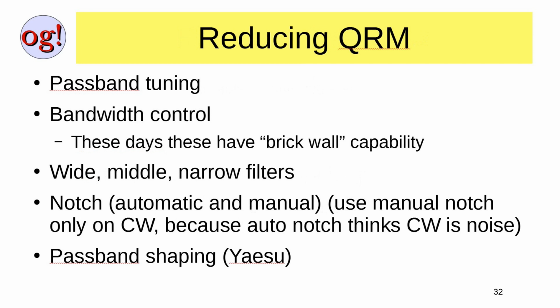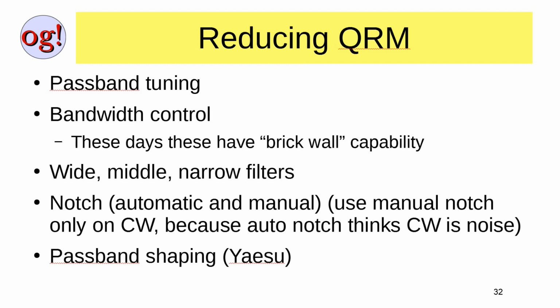Other ways of reducing interference with your signal are passband tuning. That was actually invented by Collins back in the time of the 75A4 receiver. I've got one of those in the basement, and it has passband tuning on it. The idea is to move the IF around without actually moving the signal. Now, the way that does that, that can cut out part of the interfering signal.